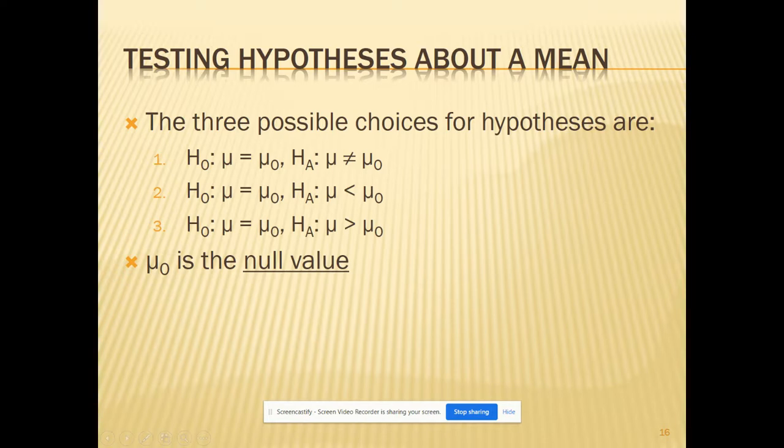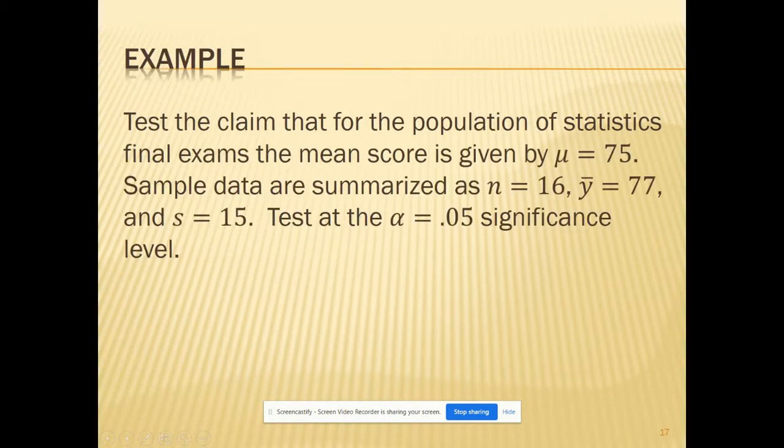And we can either do two-tailed or one-tailed, just like we did with the Z. So notice these are set up exactly like the hypotheses for the Z. Let's run through an example. I want to test the claim that for the population of statistics final exams, the mean score is 75, when my sample data is n equals 16, my sample mean is 77, and my sample standard deviation is 15. We want to test at the 0.05 significance level.